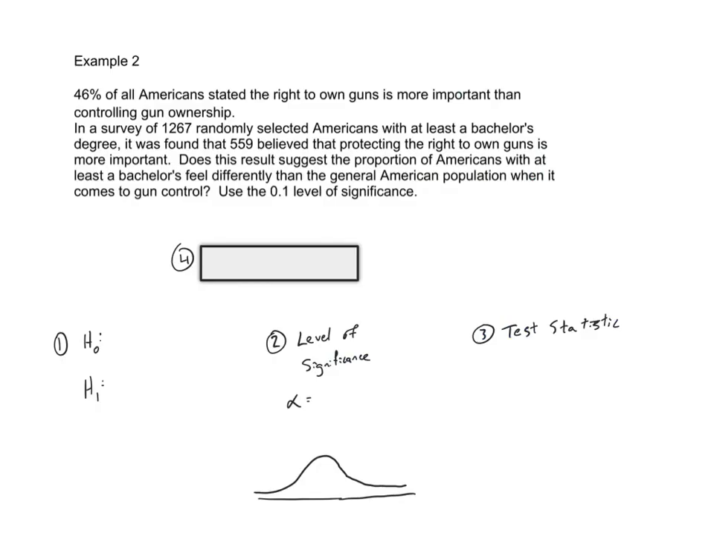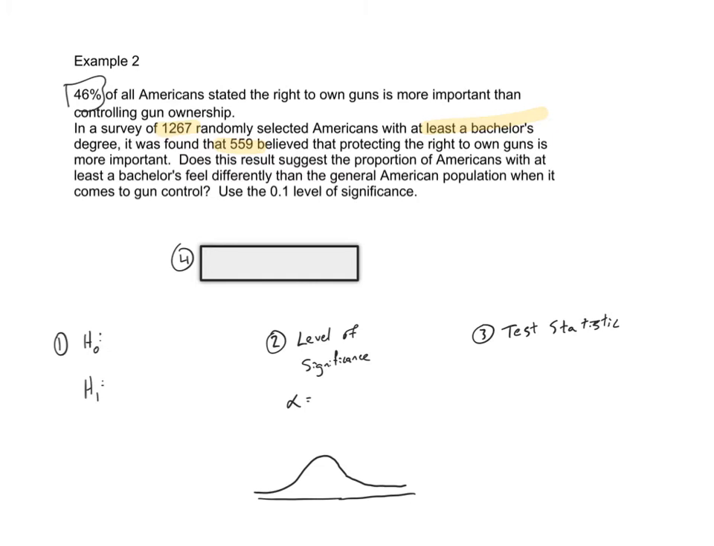All right, in our next example, we have a question about gun ownership. What it says is a statement first about all Americans: 46% state that the right to own guns is more important than controlling gun ownership. And then we take our sample data, and we survey 1,267 Americans with at least a bachelor's degree. Found that 559 believe the right to own guns is more important than controlling gun ownership.